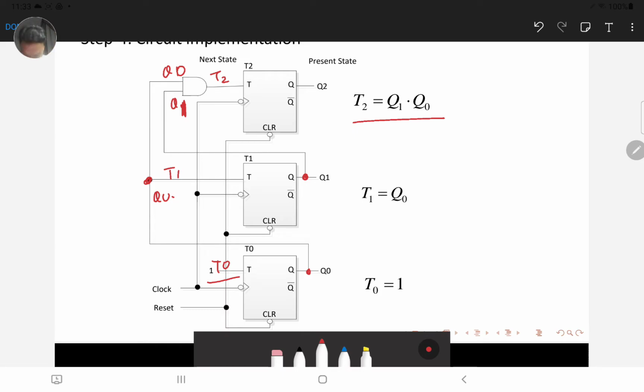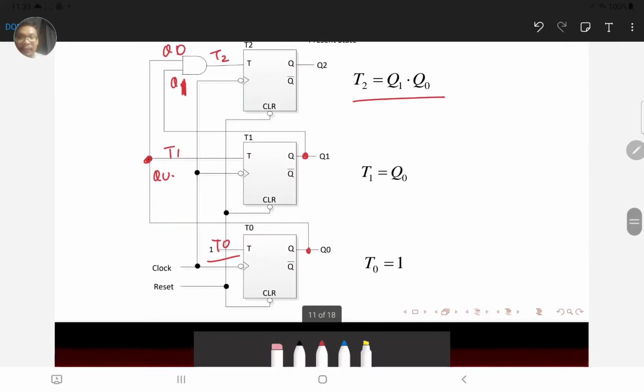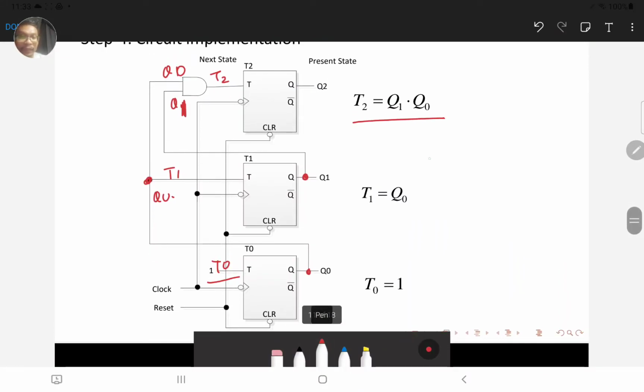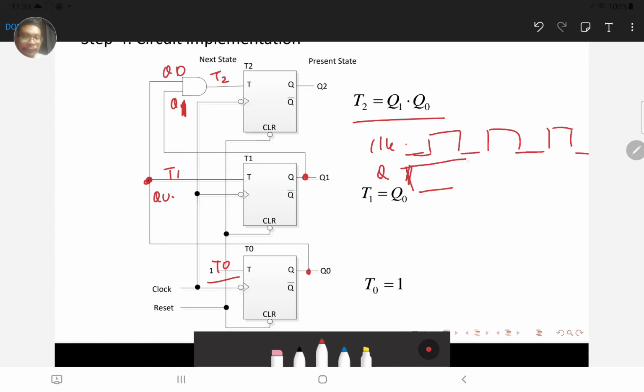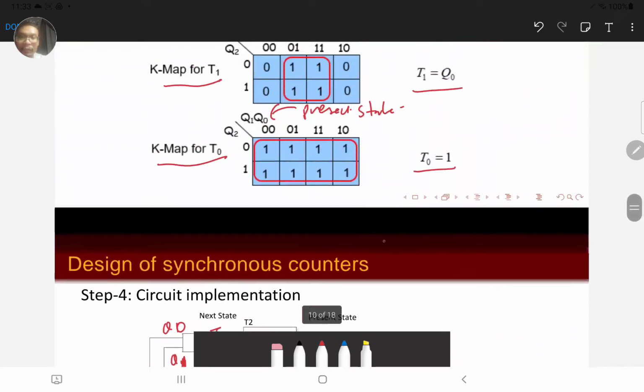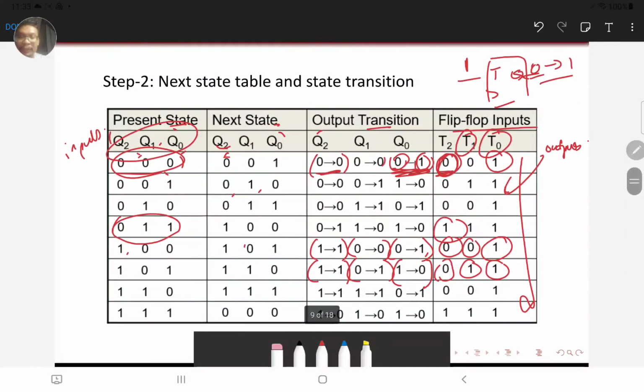So this is our circuit implementation, whereby we can expect that at the positive edge of the clock, if for example our Q is, then we have a Q present and a Q next.